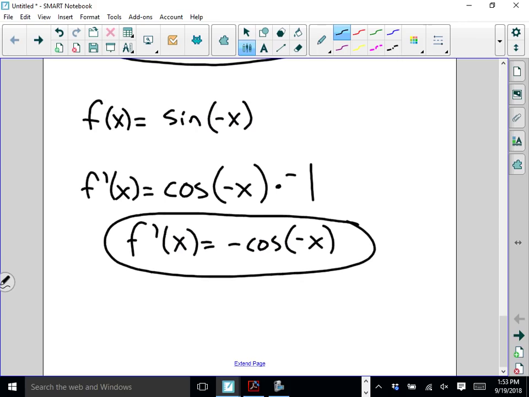Let's take a look at, we'll do more examples like this in class tomorrow. But I want to look at, what if I have a function within a function within a function?